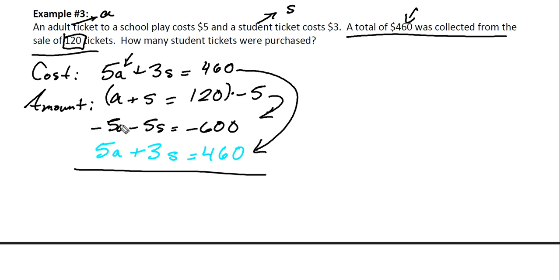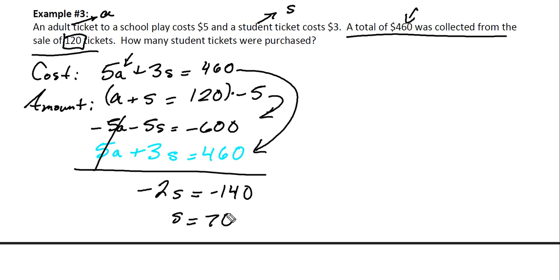When we combine these equations using elimination, that's going to eliminate one of the variables. And remember, it eliminated A because I chose to figure out what would eliminate A. Now with our S's, negative 5S plus 3S would give us negative 2S. Negative 600 plus 460 would give us negative 140. If we divide by negative 2, we get 70. So 70 student tickets were sold.